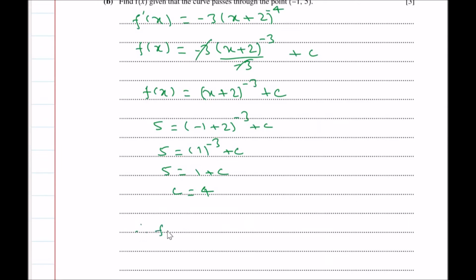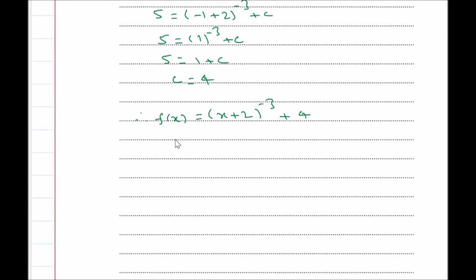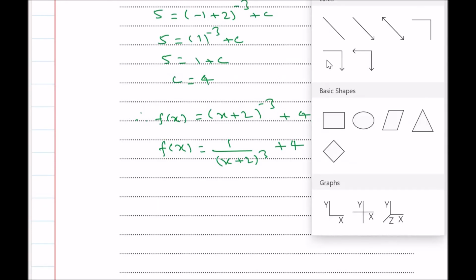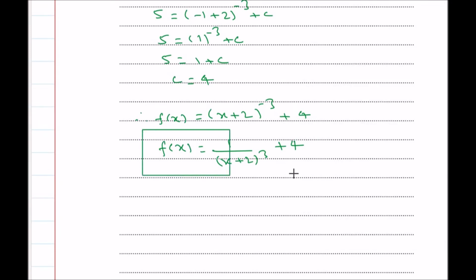So therefore f(x) is equal to (x plus 2) to the power minus 3 plus 4, and we can write with positive exponents f(x) is equal to 1 by (x plus 2) to the power 3 plus 4, and this is the answer. Let me put in your answer. Okay.